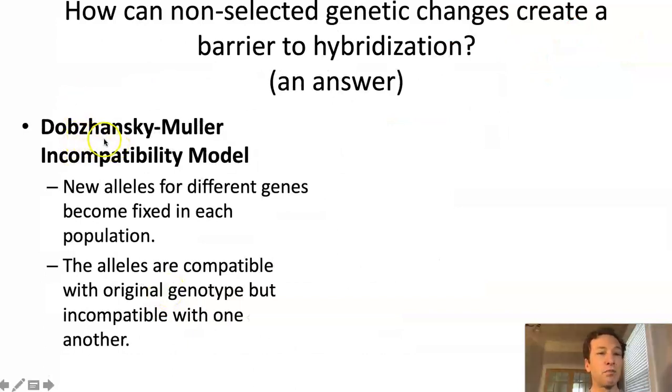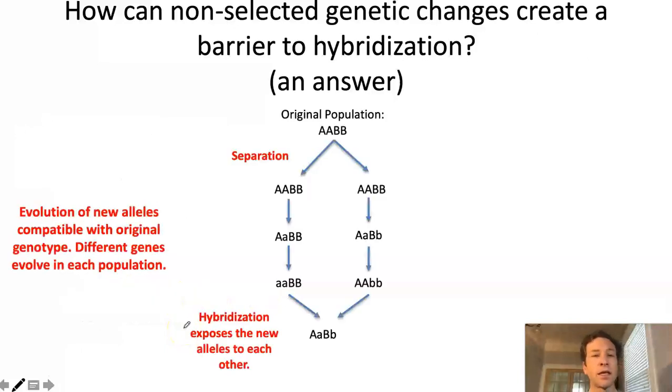And Dobzhansky-Muller incompatibility is the solution that we think leads to the evolution of genetic changes that prevent hybridization when two populations come together. The general idea is that in each population, new alleles for different genes become fixed. And in each case, the alleles are compatible with the original genotype, but they are incompatible with one another. This is easier to see with the diagram.